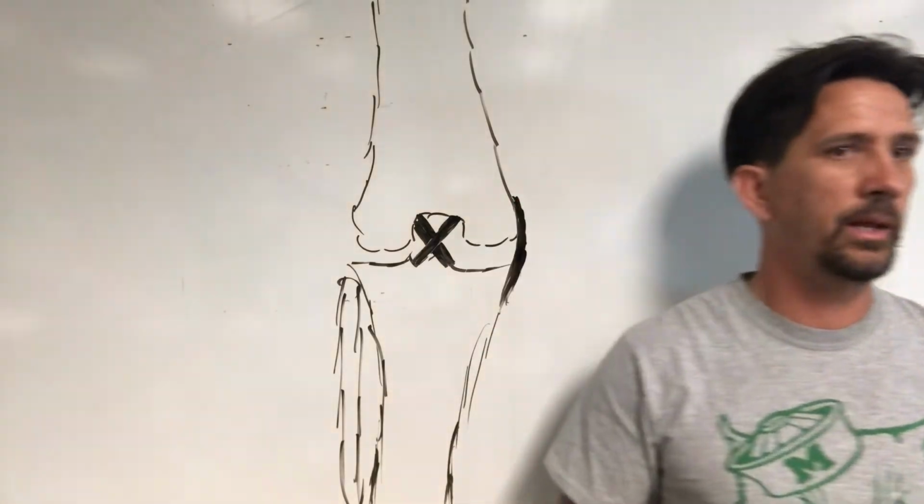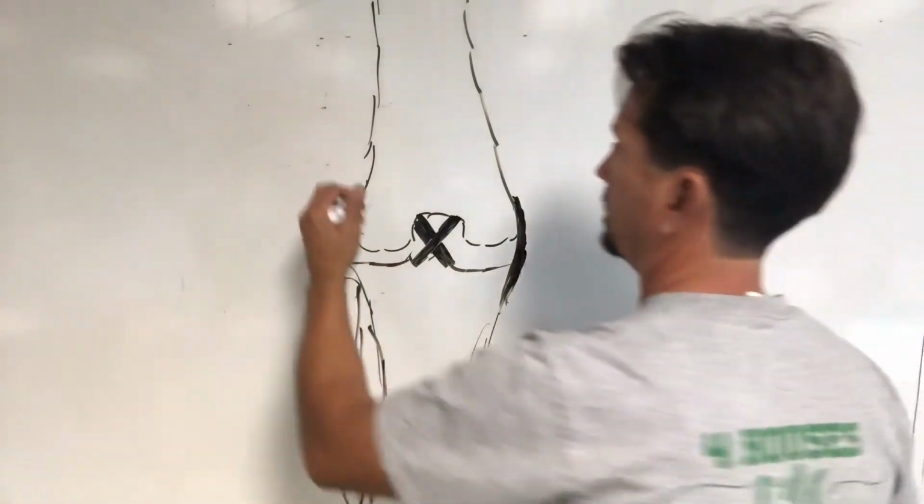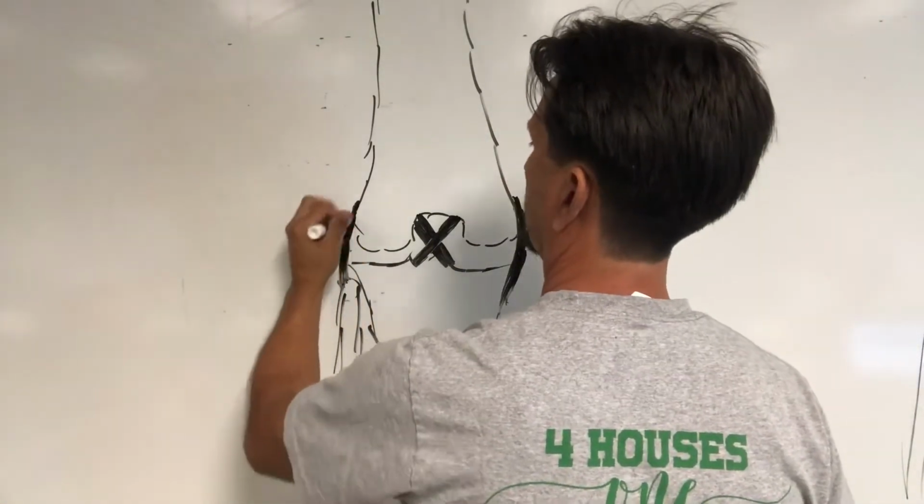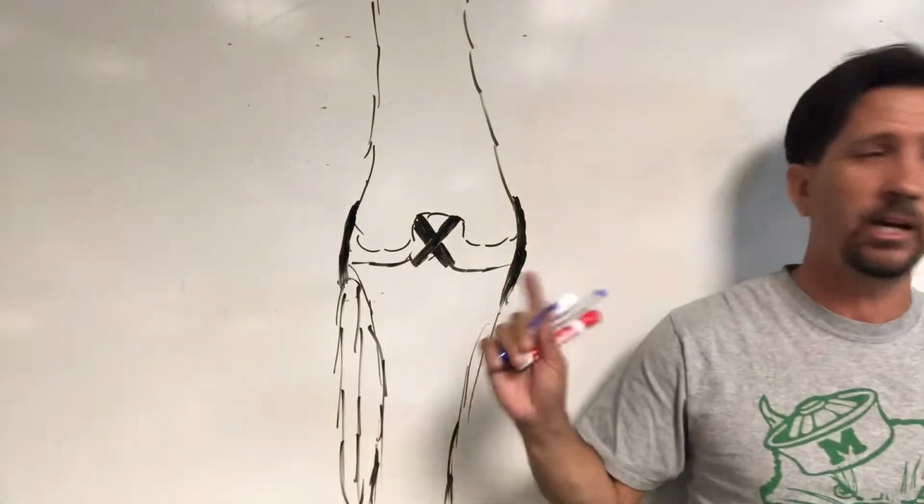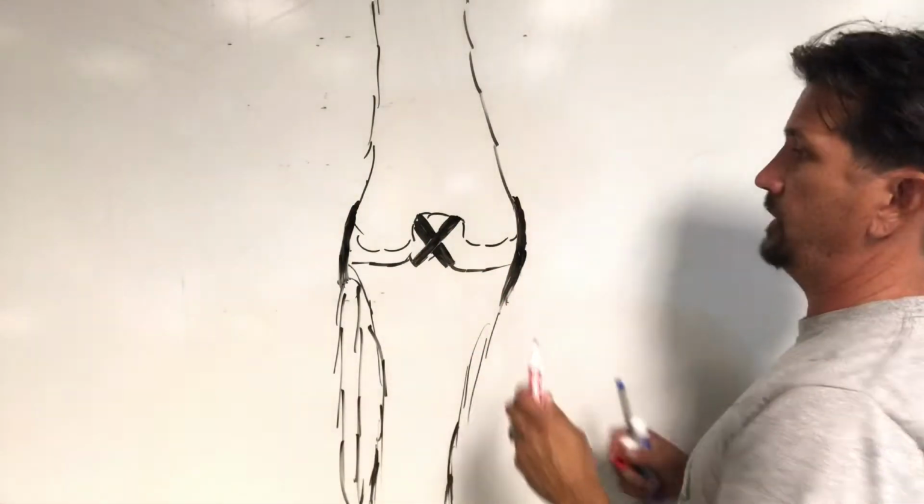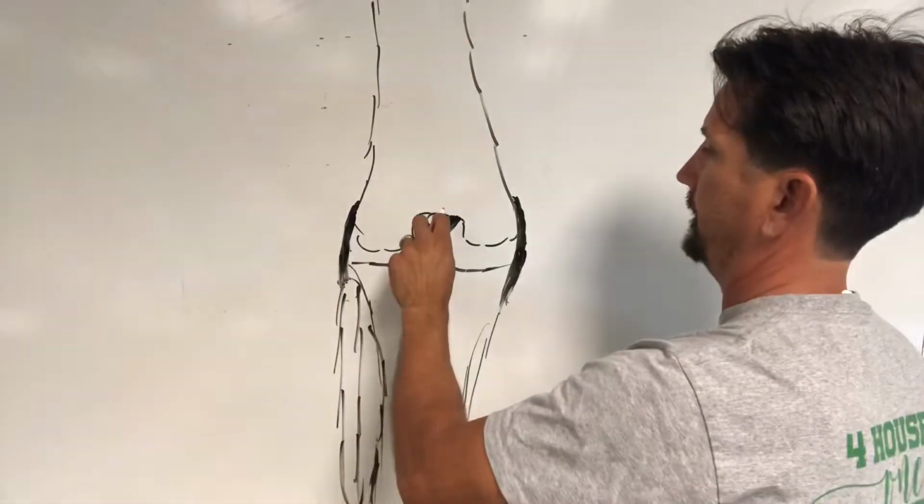Okay, good. And there's one more. LCL, right? Lateral collateral ligament. Okay, so now we have our 4 ligaments: ACL, PCL, MCL, LCL. So we know that these ligaments connect bone to bone, the femur to the tibia. Now let's draw the patella.